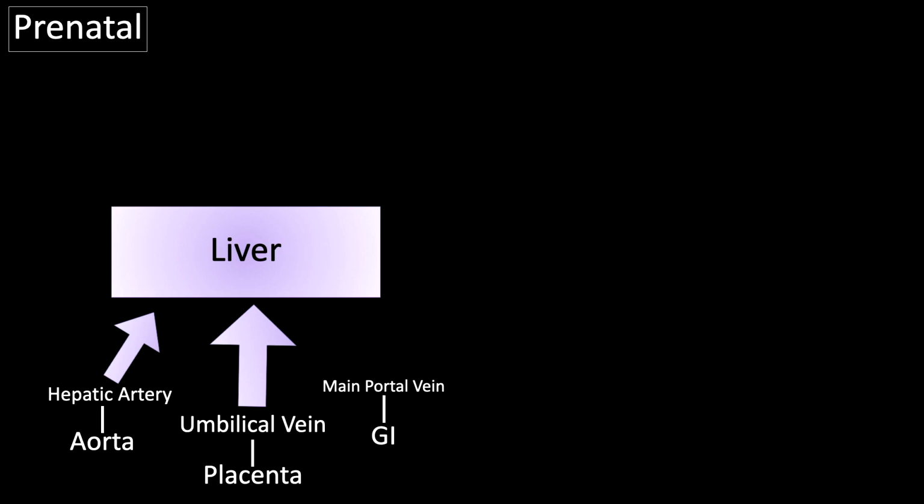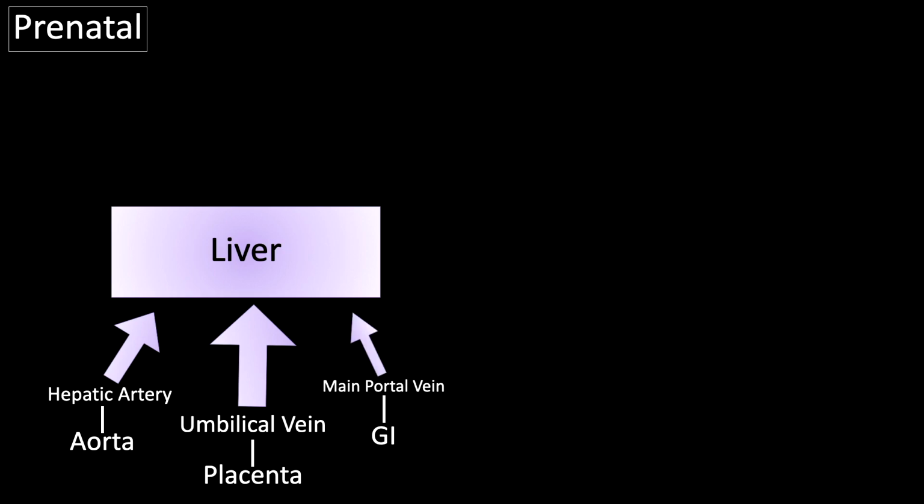Now I want to share with you the blood flow to the liver. If you look prenatally, the liver has three sources of blood flow. The placenta, through the umbilical vein, is the main source of blood flow to the liver, right? The umbilical vein becomes the portal venous system. You have the aorta, through the hepatic artery, directly bringing blood flow to the liver. And you have the GI tract, through the main portal veins, bringing blood flow to the liver also.